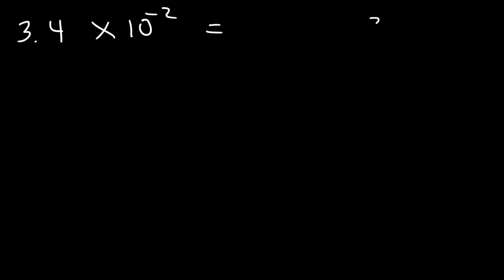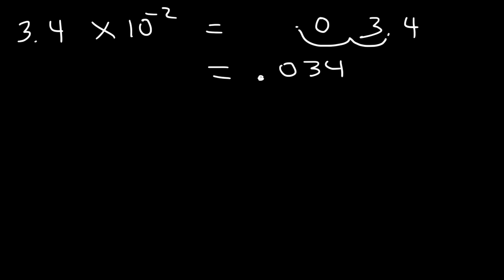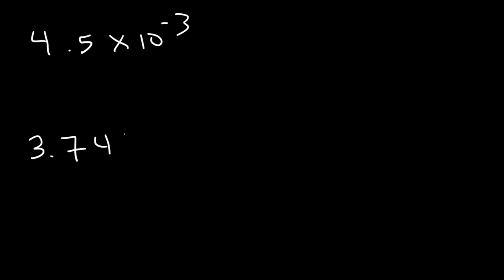So first, let's write 3.4. This time we're going to move the decimal 2 units to the left. So this is going to be 1 and then 2. So this is equal to 0.034. Let's try some more examples. Try these two. 4.5 times 10 to the minus 3 and 3.746 times 10 to the minus 4.